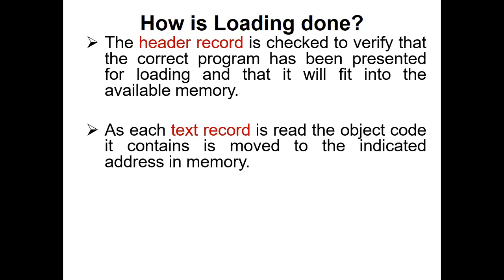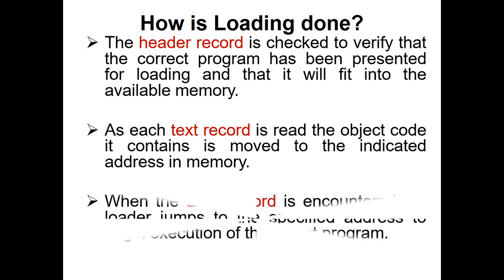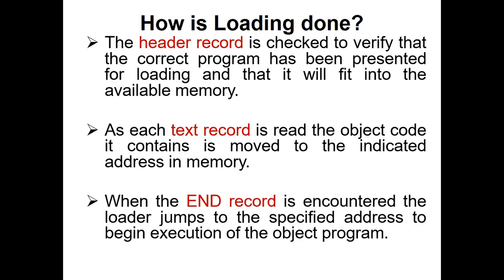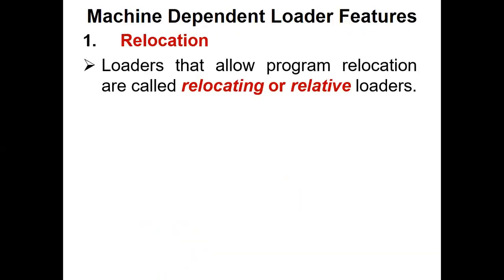Remember, every text record has a beginning address, where you are going to start. So when you read a text record, you find where that address is, and then you go on loading the instructions and the data into those particular memory locations. Okay? So when the end record is encountered, the loader jumps to the specified address to begin executing the program. When I get to the end record, that means I have got to the end of the program, then I will go back to the beginning of the program, and this time I will start running the program.